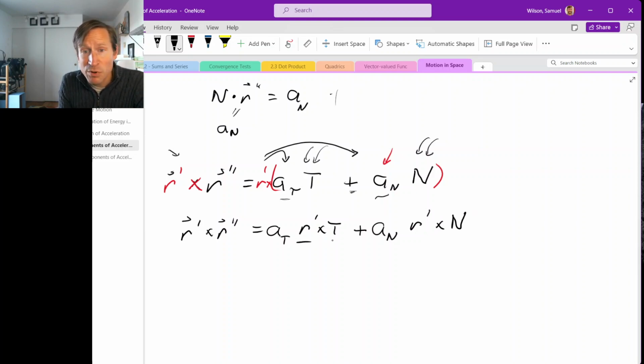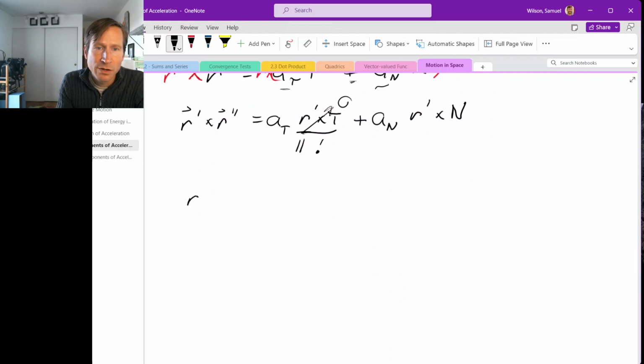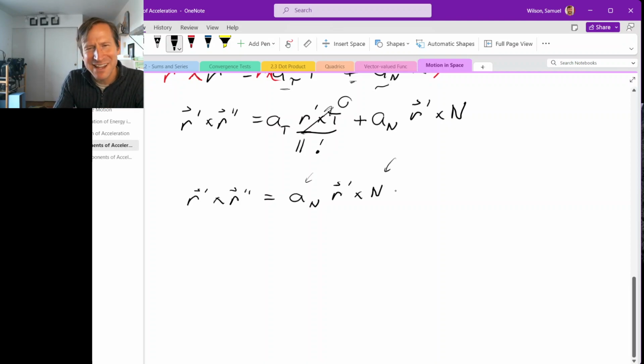Okay, now look, r prime and t, these are parallel. So the cross product of parallel vectors is 0, so this is 0. All right, so now we're left with r prime cross r double prime equals our normal acceleration times r prime cross n. And at first this still doesn't look so helpful because, I mean, it's true enough, but we don't know what n is, right? So solving this equation for a sub n won't be helpful because we'd have to calculate n. And that's what we're trying to avoid. Calculating n is frequently messy. So what could we do?